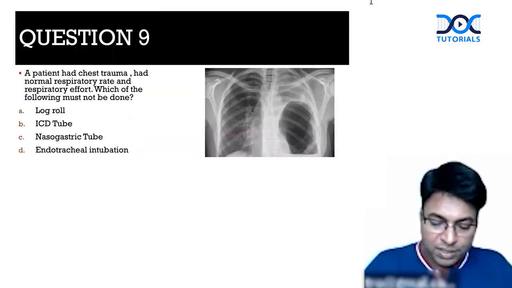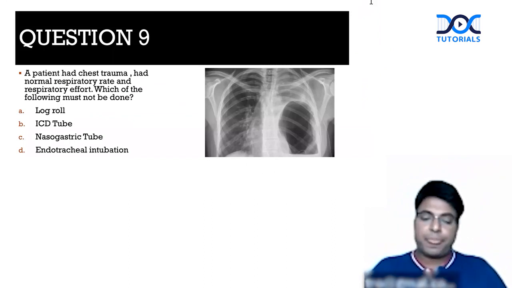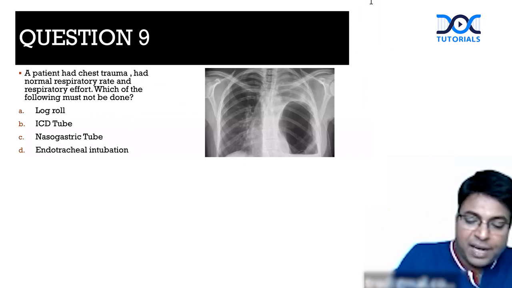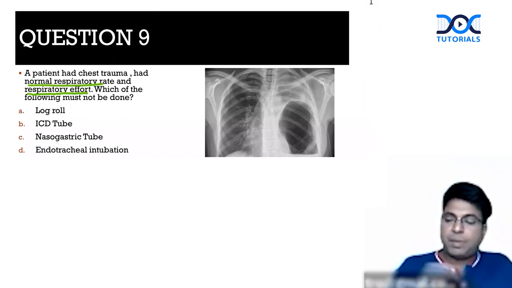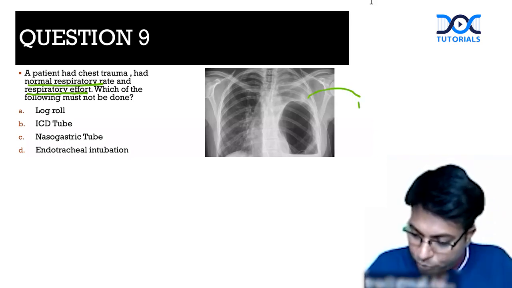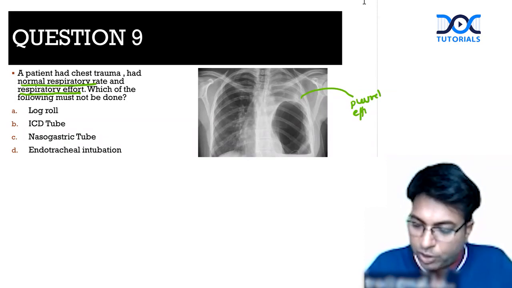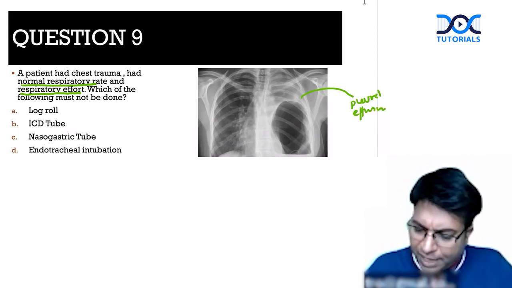So the next question, a simple question again from trauma. A patient had chest trauma, normal respiratory rate and normal respiratory effort. That is an image-based question. Which of the following must not be done? From the picture you are seeing, there is a pleural effusion. There is some amount of pleural effusion, and you can see an air content.